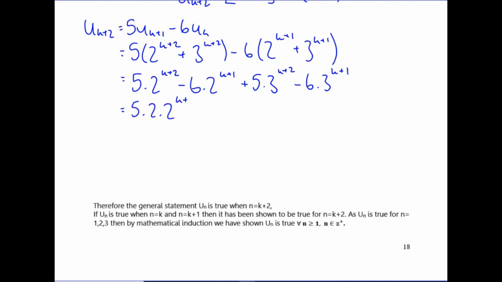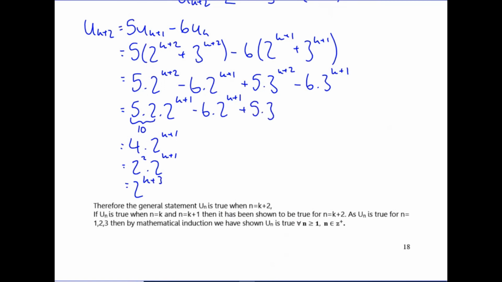The 2 to the k plus 2, I can write as 2 times 2 to the k plus 1. And this is 10 lots of 2 to the k plus 1, minus 6 lots of 2 to the k plus 1. Overall, that gives me 4 lots of 2 to the k plus 1. 4 is 2 squared, and I can add those powers to give 2 to the k plus 3.